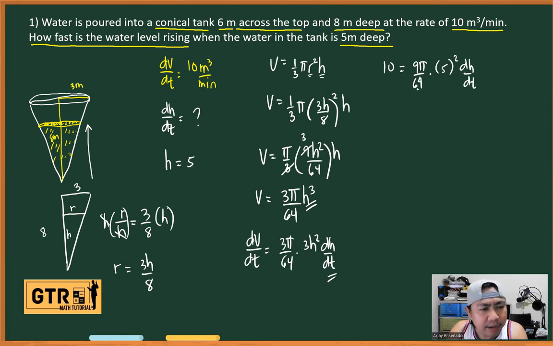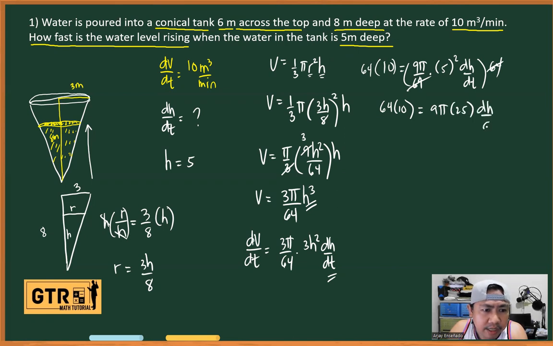Multiply both sides by 64 so that we don't have a denominator. So 64 times 10 equals 9 pi times 5 squared. That is 25, so we have 9 pi times 25 and then dh over dt.